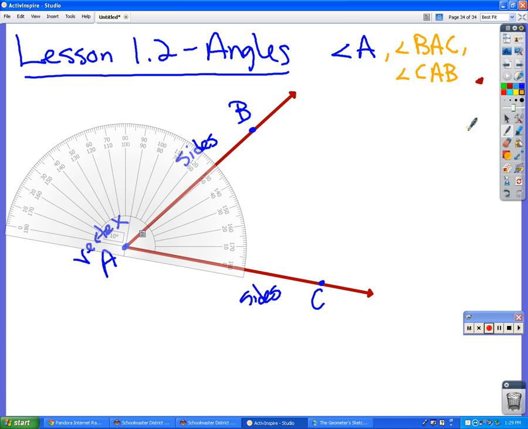Then what I would write is: the measure, M stands for measure, of angle, the little angle symbol stands for angle, BAC is 52 degrees. Will you please all write on your paper the name of your angle and what the measure is, the way I did up here. The measure of angle, blah, blah, blah, is whatever you came up with.